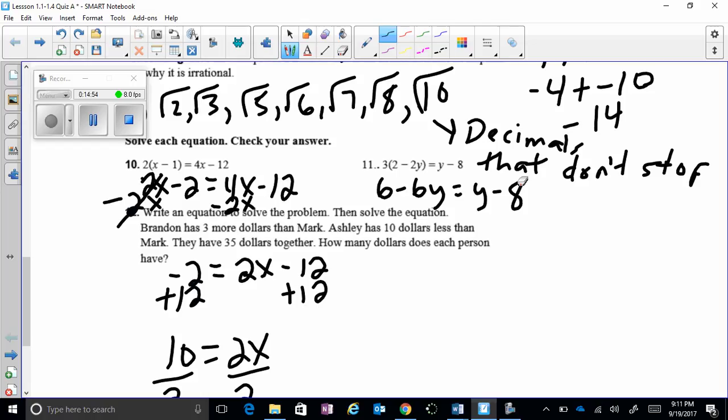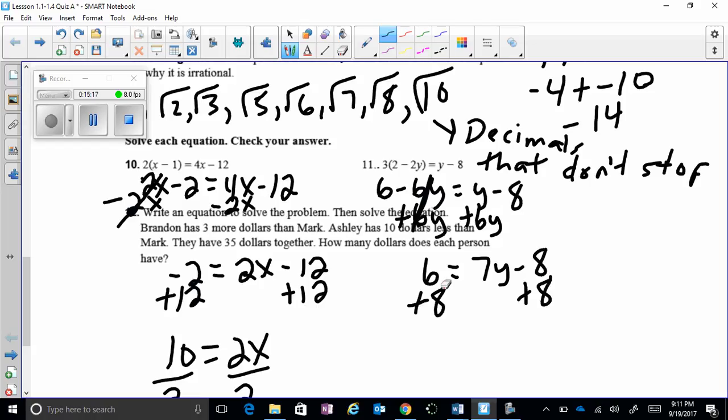So I would have to either add 6y to both sides, or subtract y. But you have to get these y's together, and do not use division to do it, because again, we want to make that 0, because 6 minus 0 is still just 6. 1y plus 6y is 7y minus 8. I'm going to add 8, which gives me 14.